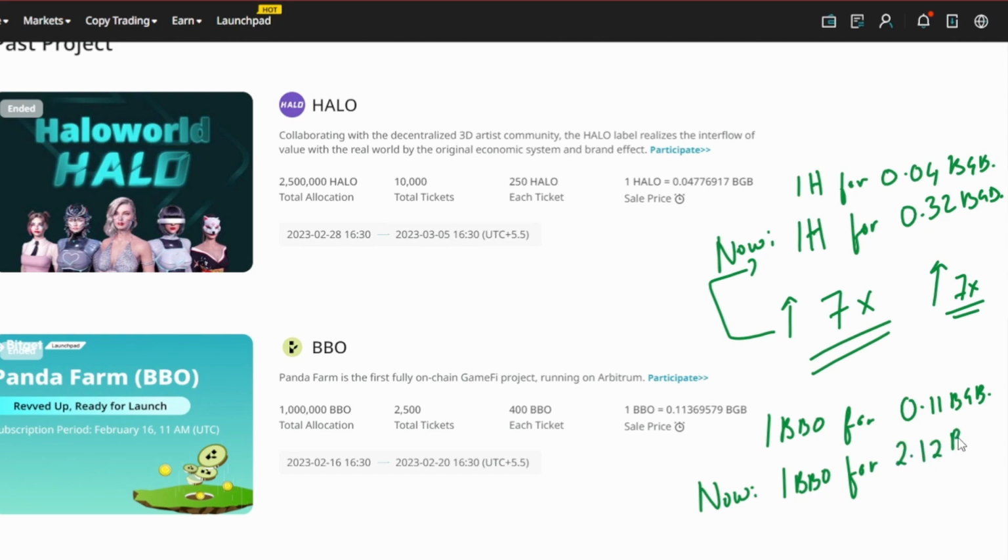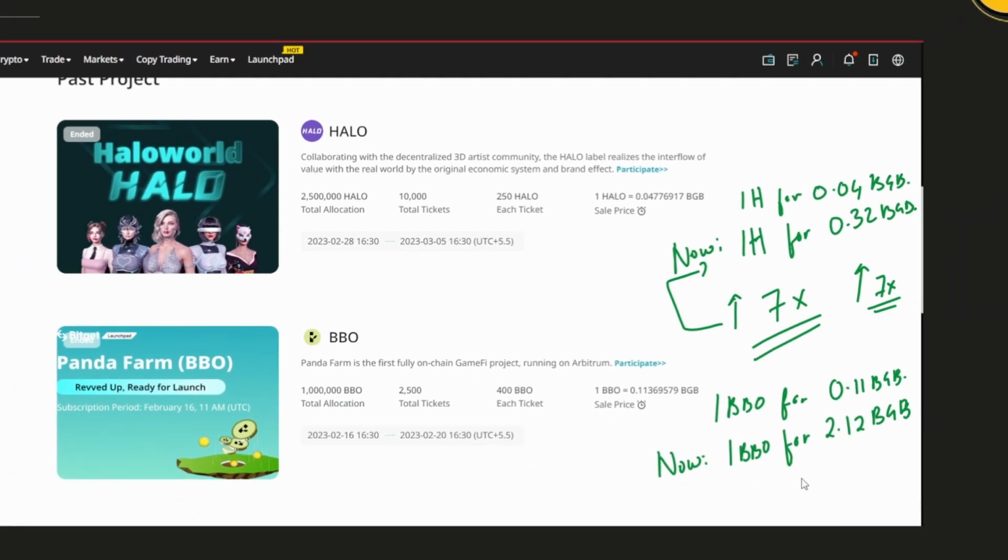2.12 BGB. What is the gain on that, guys? And let me tell you something, BBO as well is in an intermediate downtrend. But what is the gain on this? This gain is approximately 20x on that ICO. Okay, 20x. So at this point, I'm like, they likely might very well be getting these tokens at a very subsidized rate.